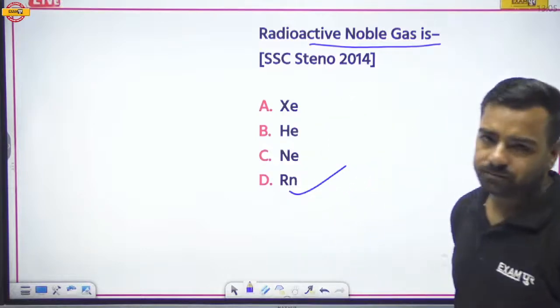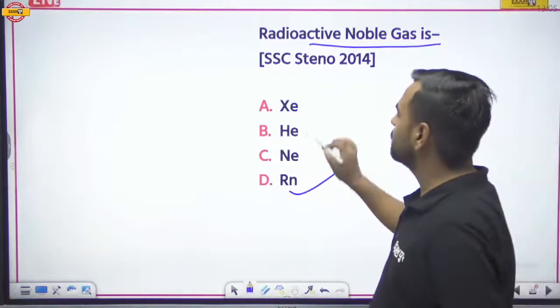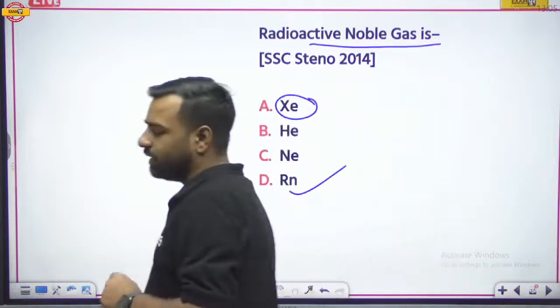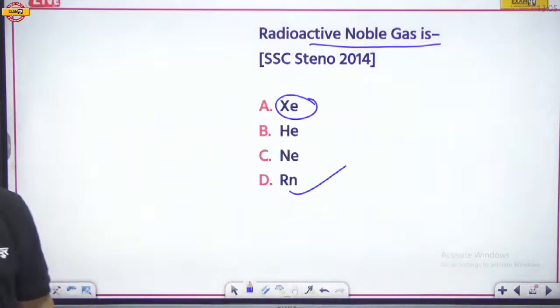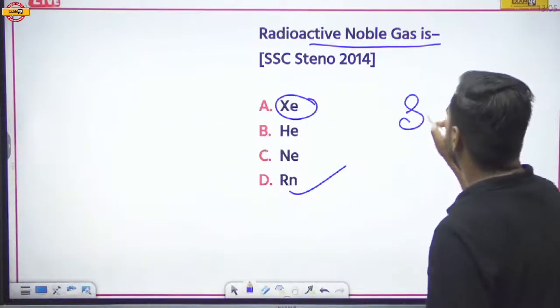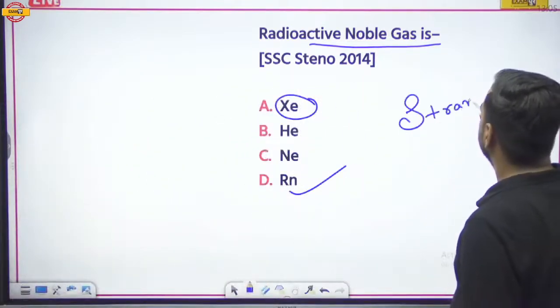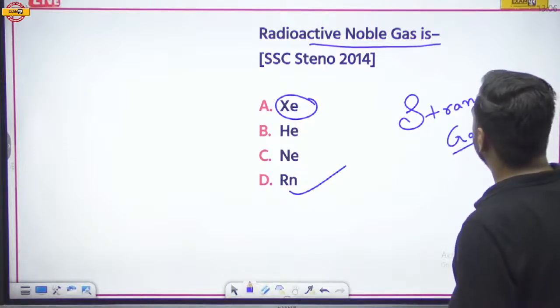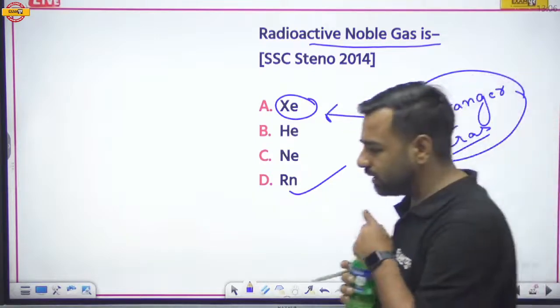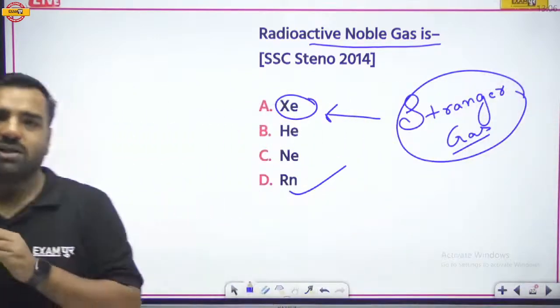But one more thing is there. From these particular options, one more question is asked. See, this was actually asked as radioactive noble gas. What if I ask you about the stranger gas? I'm writing here. It is asked in the examination. Stranger gas. Please remember, this is actually your xenon. Right? Now there's another question, because many questions are asked in the examination.